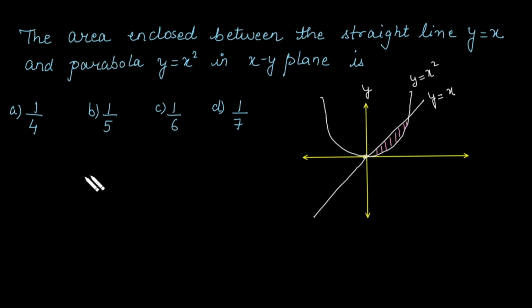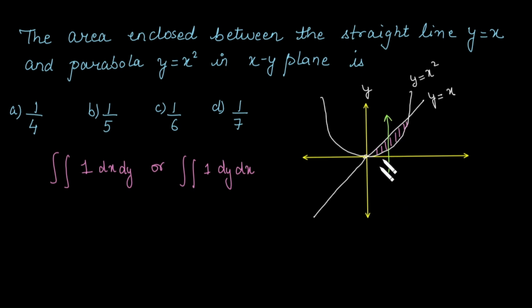Now we need to find the area. That means we need to take the double integration and the function is 1. Now either take limits first with respect to x, then with respect to y, or you can take first with respect to y, then with respect to x. Now with respect to y, for that we need to take a line parallel to the y-axis passing through this region. Entering curve, what is it? That is always the parabola. So the lower limit is x square. Exit curve, what is it? y is equal to x.